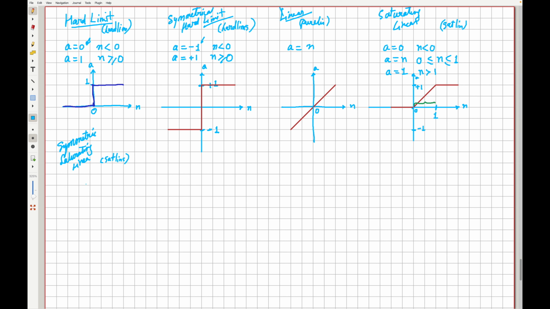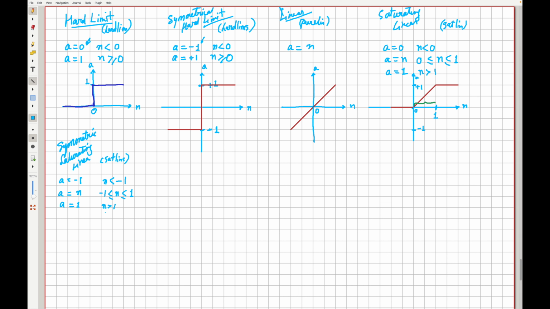And in here, if the value of n is less than -1, then the value of a is -1. So we are going below 0 now. If the value of n is anywhere between -1 and +1, that is including -1 and +1, then we see that diagonal behavior. So a is equal to n, and if the value of n is greater than 1, again the value of a is capped at +1.